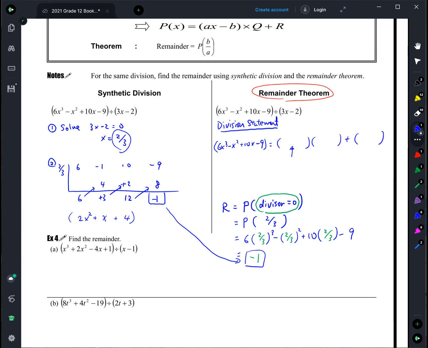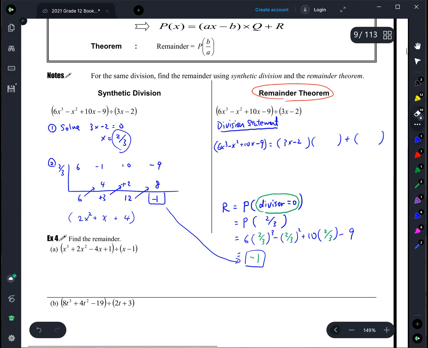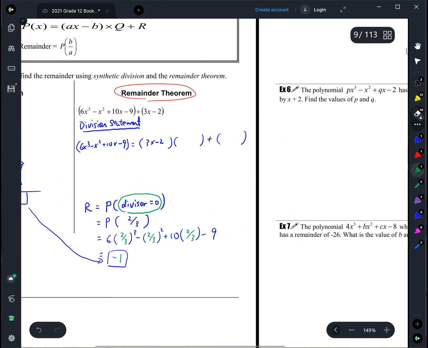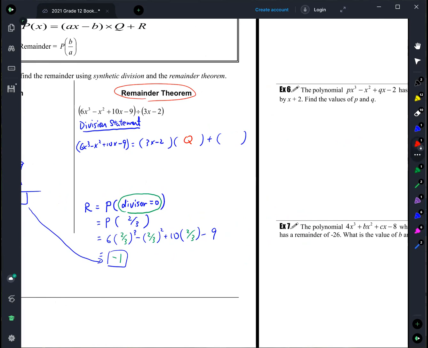I think it's 3x minus 2. Very good. That's our divisor. Now the quotient, because we did not divide it, right? Because we are pretending we are not dividing at all. So the Q is unknown, okay? Remainder, we are pretending we don't know yet, right? Should be -1, but we don't know yet, okay? So we just put R.